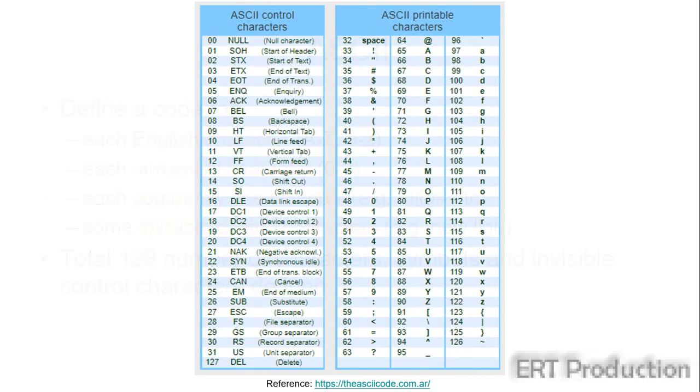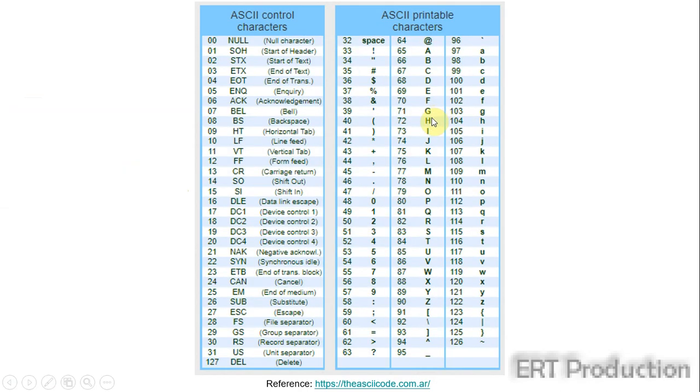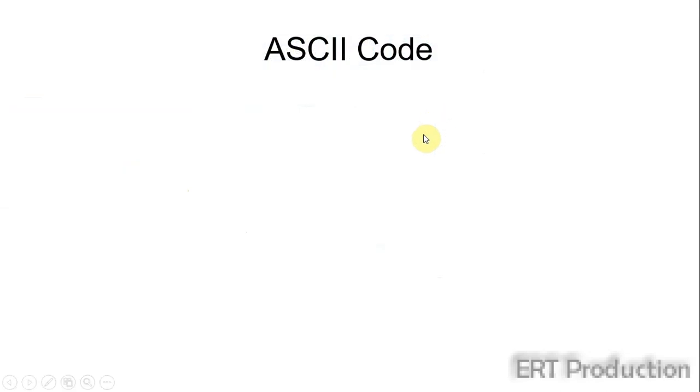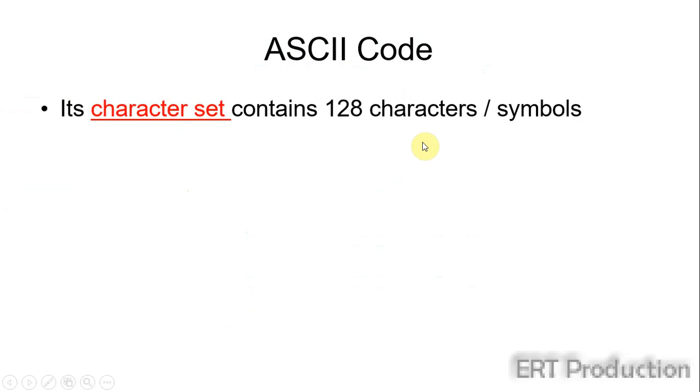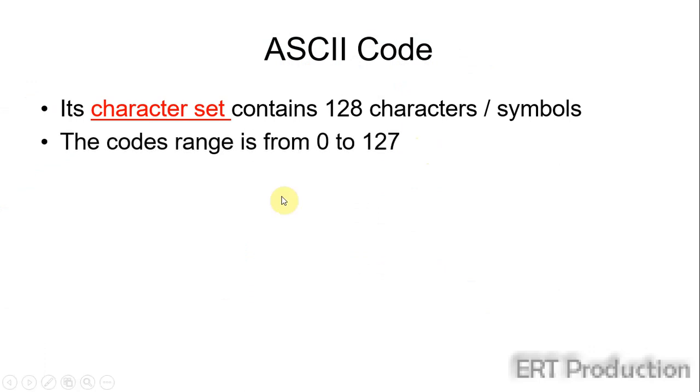This table summarizes all the codes defined in the ASCII standard. In this table, you can see the code for the capital letter A is 65, while the code for the small letter a is 97. Therefore, we say the character set of ASCII contains 128 different characters or symbols. The code range is from 0 to 127.